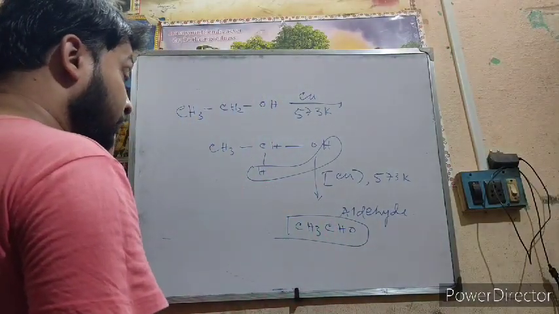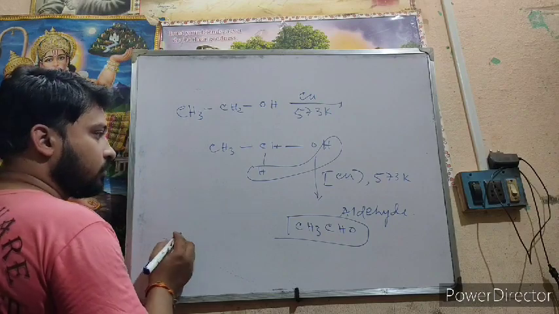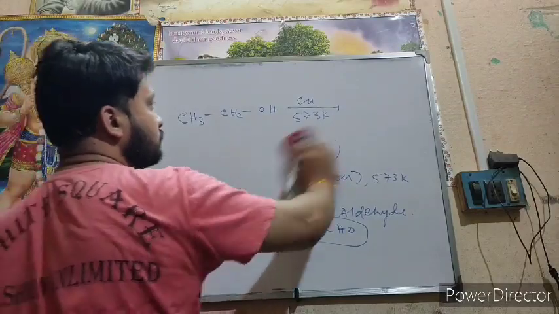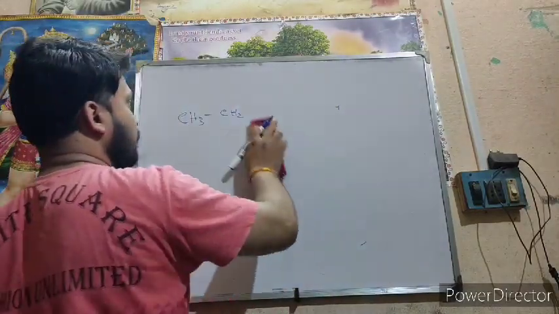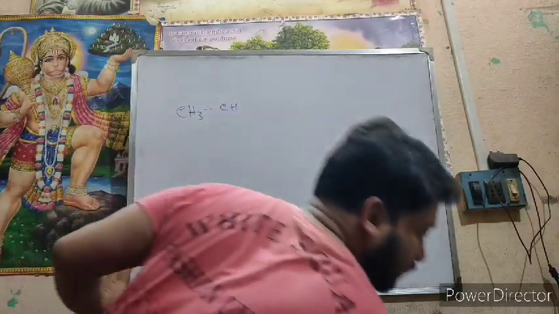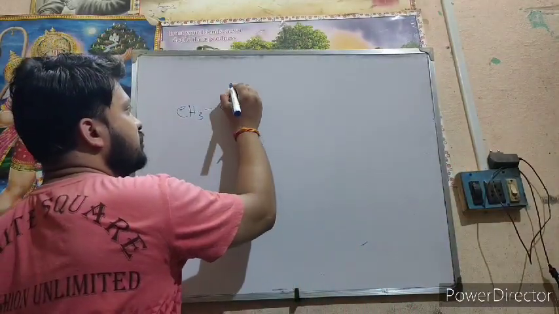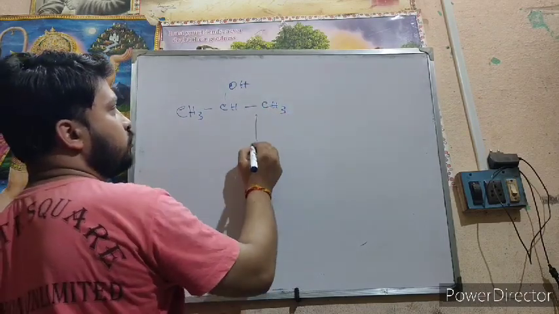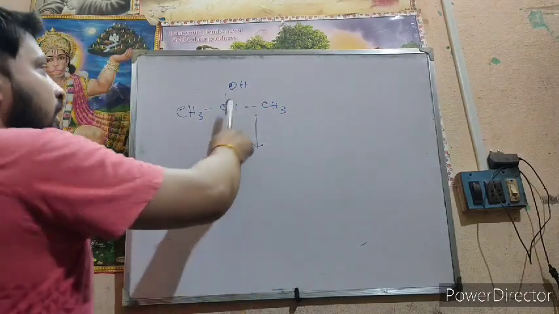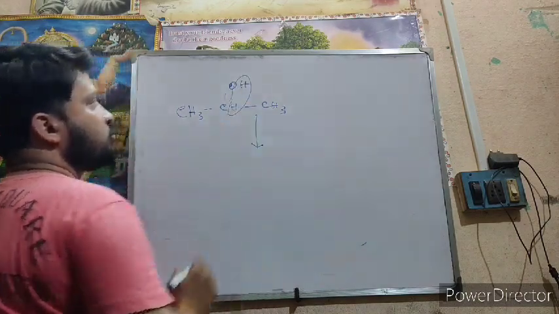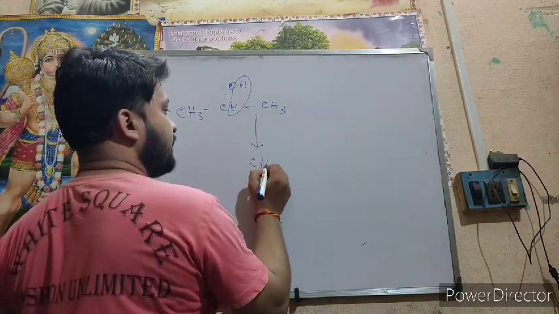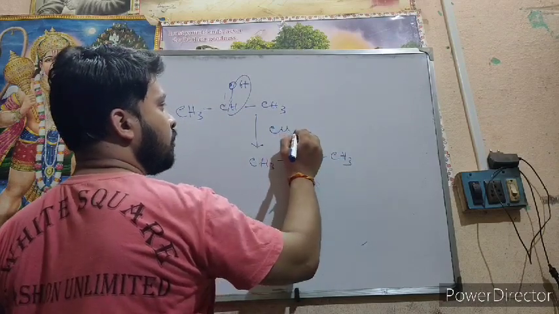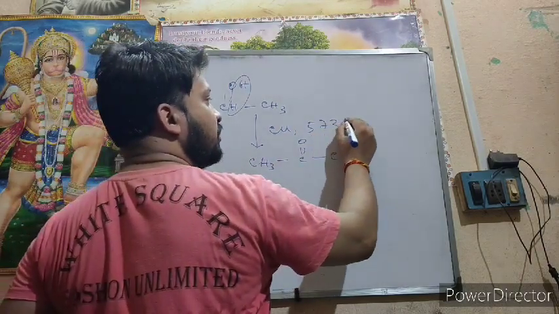Okay, if you use it on 2 degree, now take 2 degree. For 2 degree, CH3 CHOH CH3. For 2 degree, H2 is removed. So the product is CH3 C double bond O CH3 when you use copper and 573 Kelvin temperature.